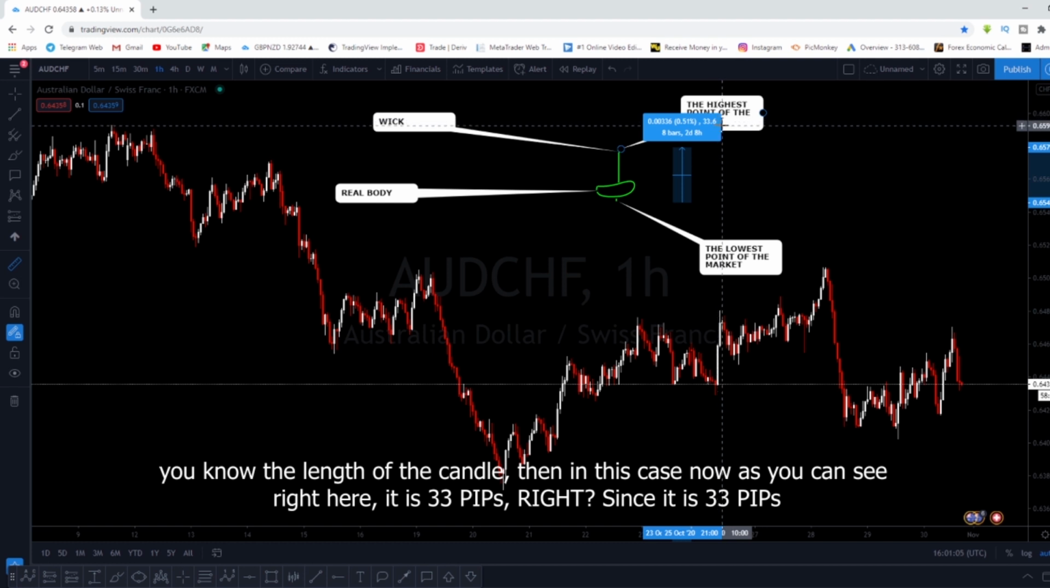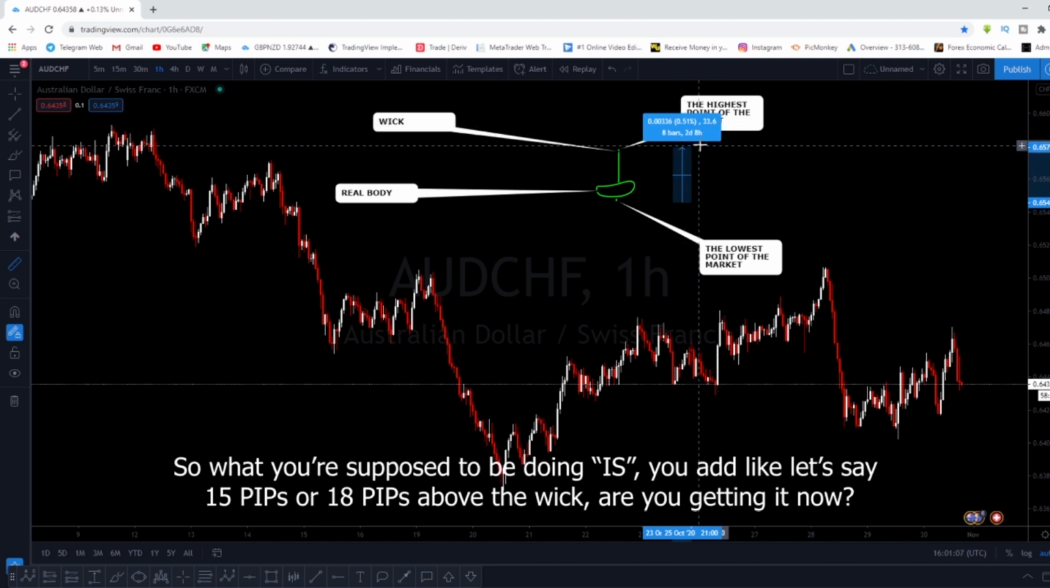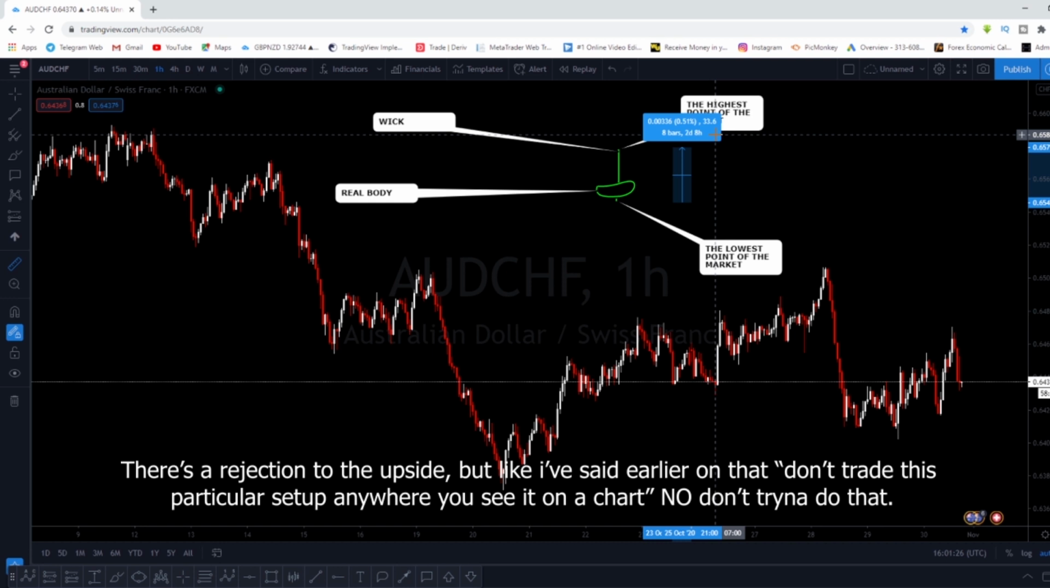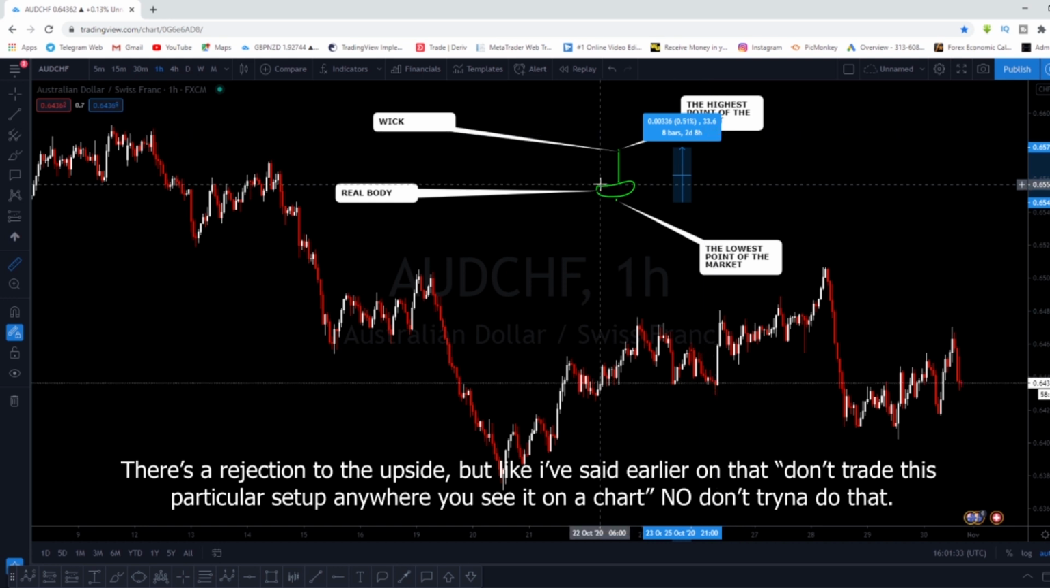Since it is 33 pips, what you're supposed to be doing is you add like, let's say, 15 pips or 18 pips above the wick. You getting it now? The psychology behind this particular candlestick pattern is that there's a rejection to the upside. That's the meaning. But like I've said earlier on, don't trade this particular setup anywhere you see it on a chart. No, don't try to do that.